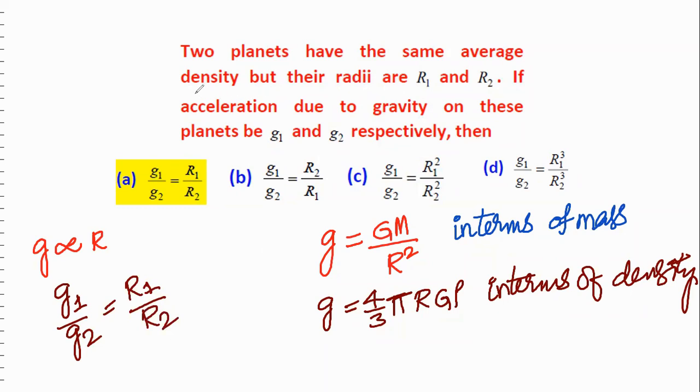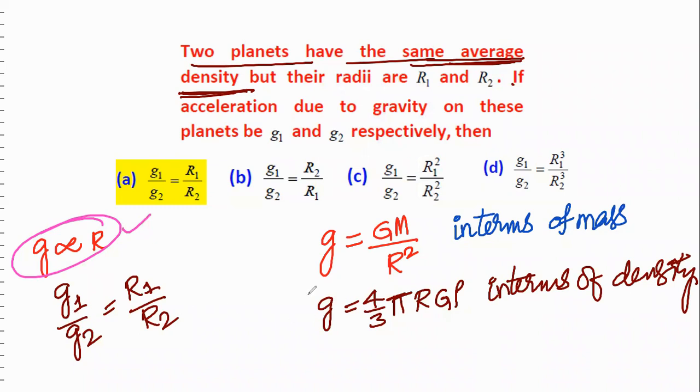See, in terms of density, they told that the two planets have the same average density. That's why we have to take the relation between small g and r. Acceleration due to gravity and radius of the planet: g is proportional to r. This is in terms of density, rho for density. So G1 by G2 is equal to R1 by R2.